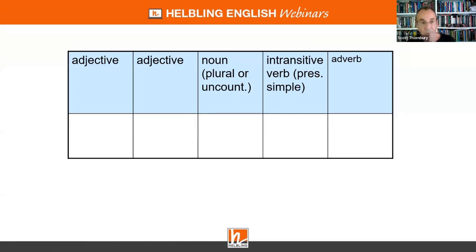So, for example, if we were to complete this little table, make a sentence, we could write something like this: big, adjective; hairy, adjective; gorillas, plural noun; eat, yes, because we can use that intransitively, you don't have to have an object; and noisily, the adverb. Okay, got the idea? So what I would like you to do is, yes, you've already started.